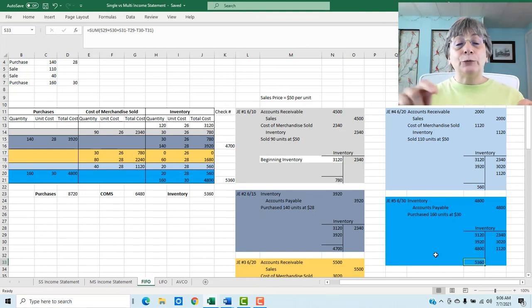And you will have the spreadsheet in the description that you can download, and you can use this for your homework if it helps you to plug things in this format and understand what's going on. So in our next video, we are going to tackle the same problem, but we're going to do it using LIFO. So I will see you on the other side.